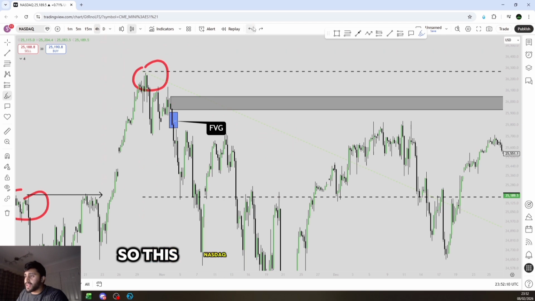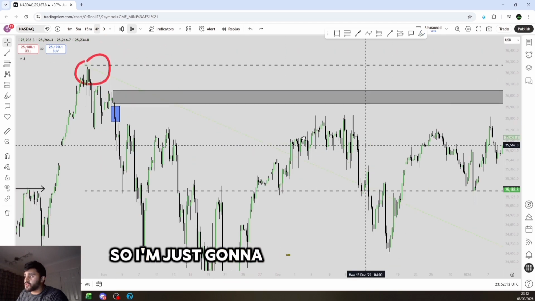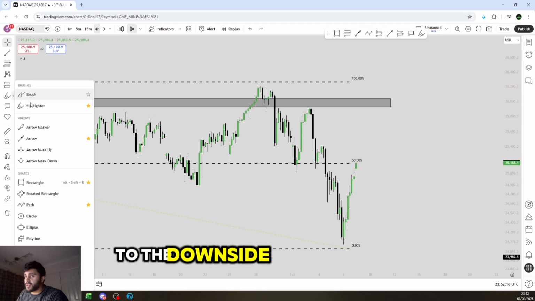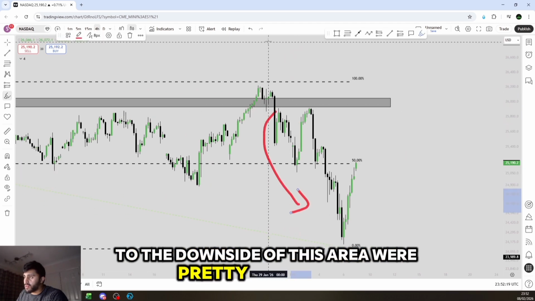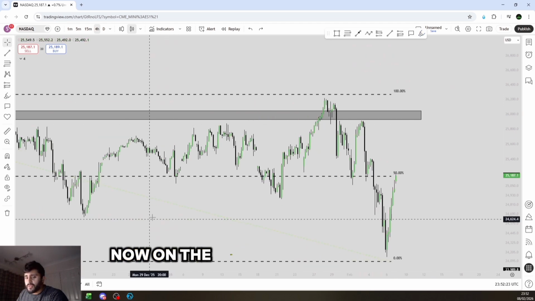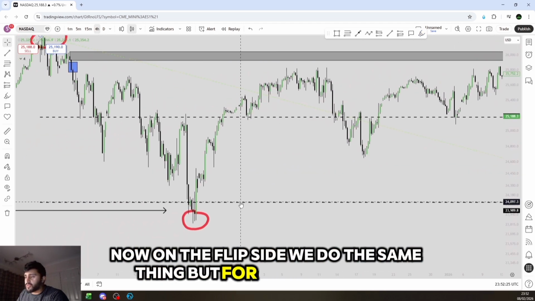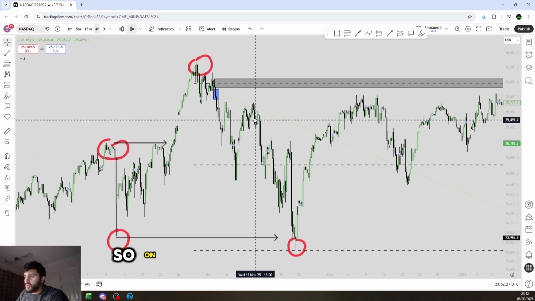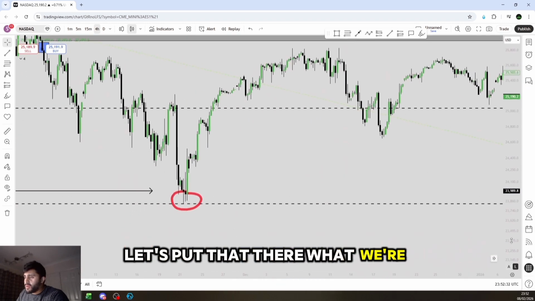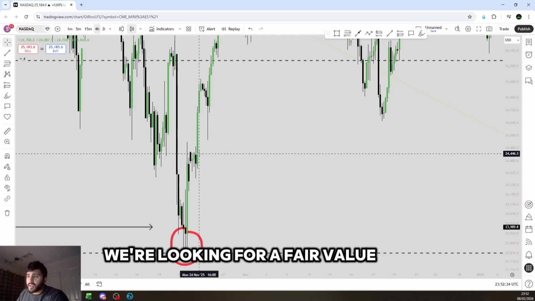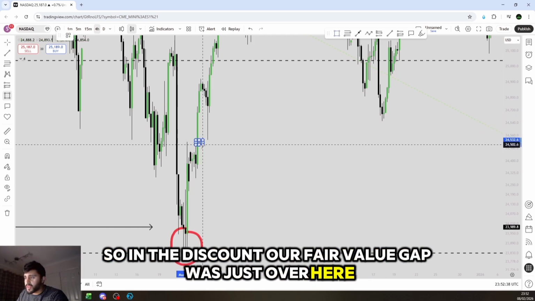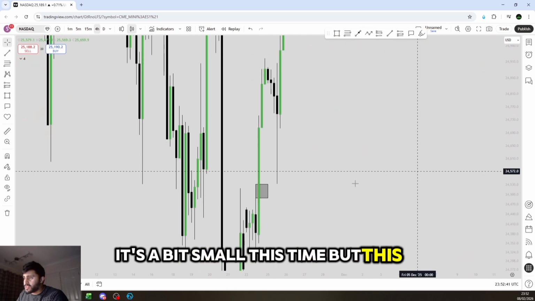So this NASDAQ level here is quite important. So I'm just going to drag this over to the right, and we can see the rejections to the downside off this area were pretty heavy, right? So this is our major 4 hour level. Now on the flip side, we do the same thing, but for the discount. So on the discount now, here's our discount array. Let's put that there. What we're looking for again is a fair value gap in the discount. So in the discount, our fair value gap was just over here. It's a bit small this time, but this is our FVG.